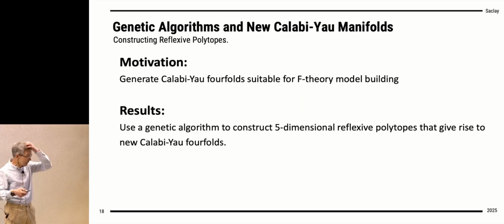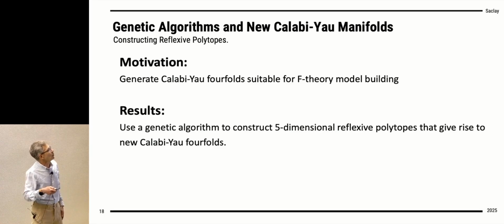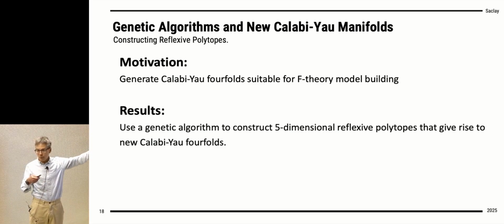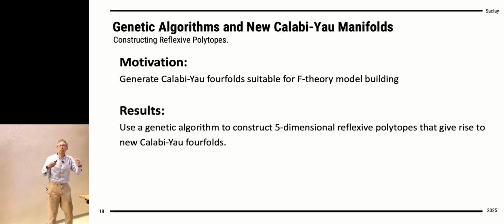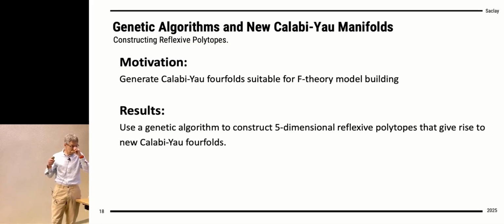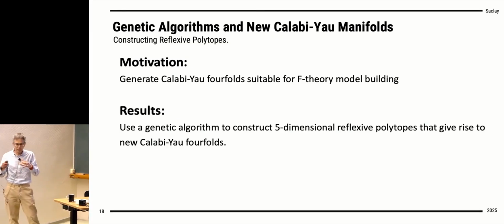Now, genetic algorithms. So what do we want to do? We want to see if we can go beyond what had been done before. What had been done before was this classification of all these 4-dimensional reflexive polytopes, from which we can construct 4-dimensional ambient spaces in which we would embed a 3-dimensional Calabi-Yau. Each one of those Calabi-Yaus, if you compactify it, would tell you that you have a 4-dimensional effective theory with some particle spectrum, where the number of generations is related to the Euler number.